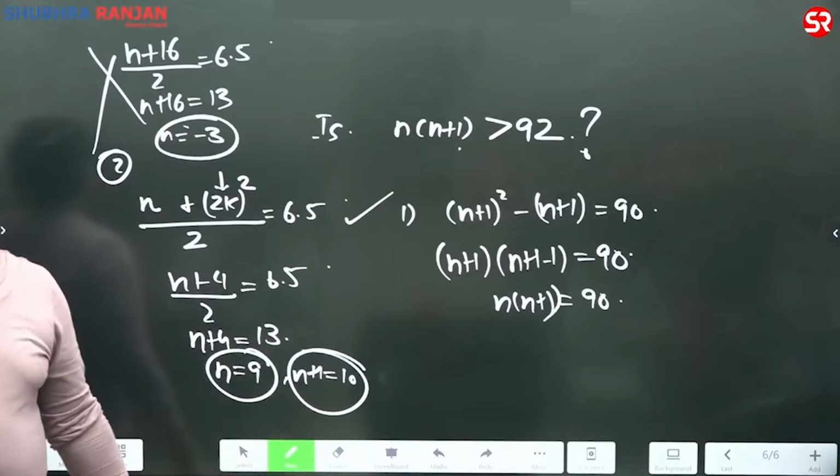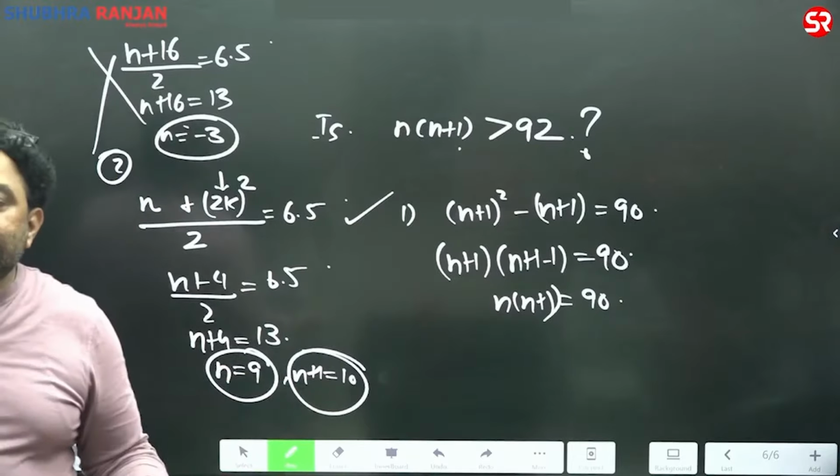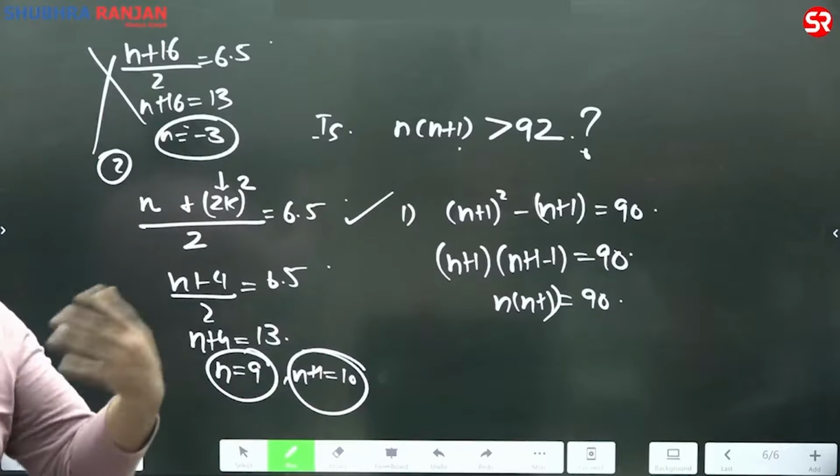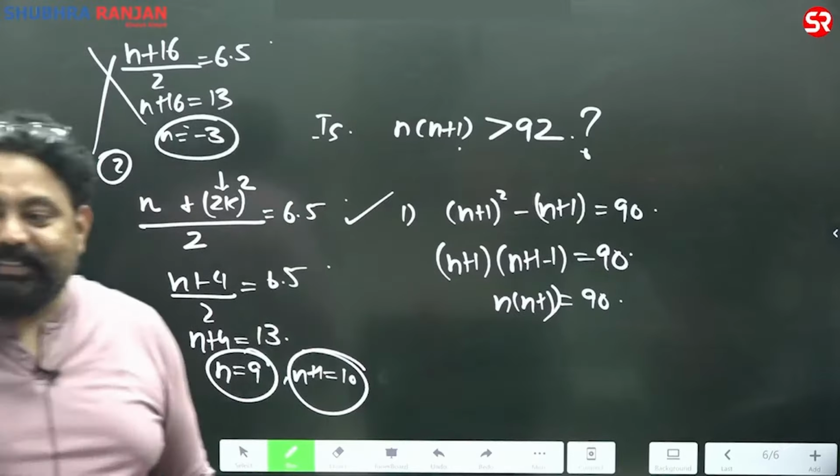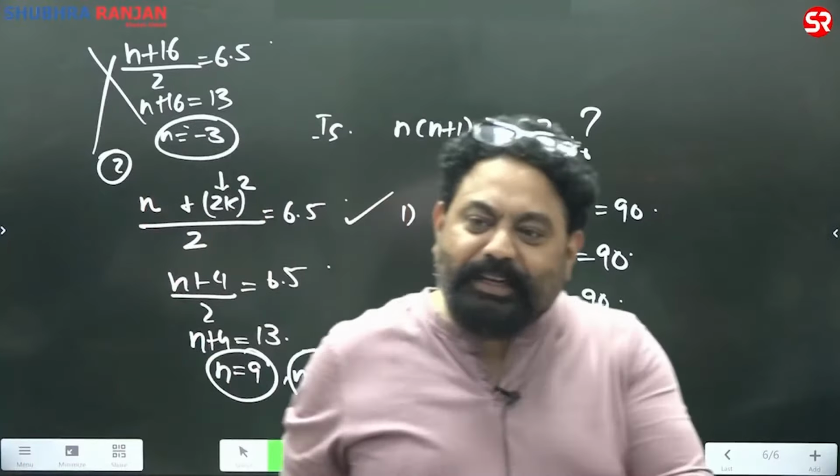So you can say the product of these two consecutive numbers is 90. So no, it is not greater than 92. Again, the answer is there. Got it? This is a good question. And they are giving these kinds of questions nowadays.